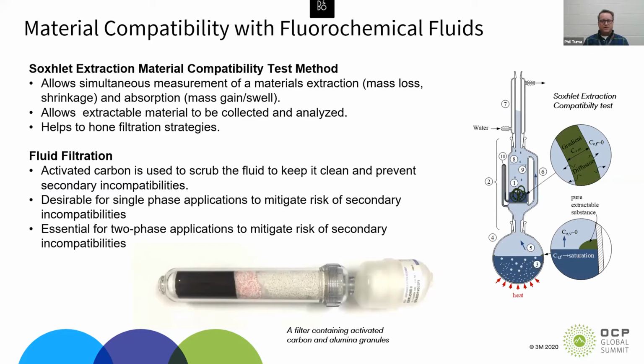Now, the way we get at these kind of second order interactions and understand contamination is with a technique called Soxhlet extraction, which is a technique commonly used to extract extractable materials from foodstuffs. But we pioneered its use many years ago for compatibility testing. I don't want to elaborate too much on the details, but it uses freshly distilled vapor to extract from a material as much material as you possibly can as quickly as possible. It allows you to see separately the effect of fluid on the material. Will the fluid diffuse into the material, for example, and also allows you to isolate and analyze what comes out. So this is going to be very important when you're honing filtration strategies.